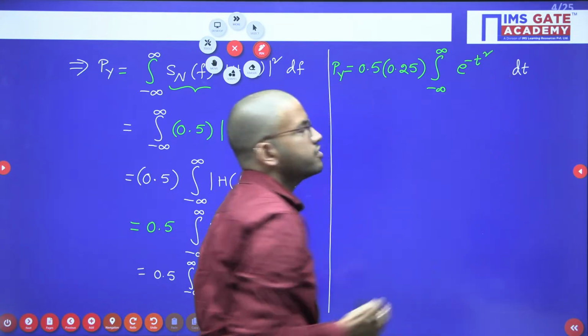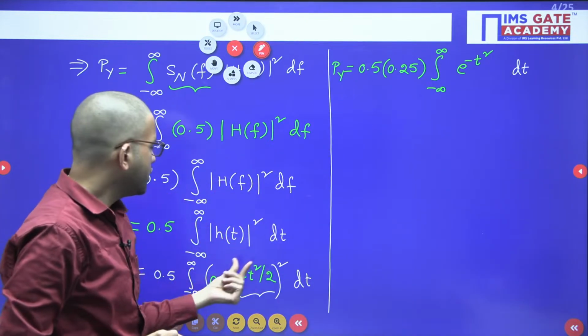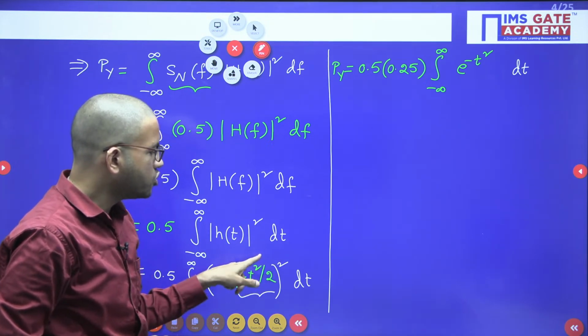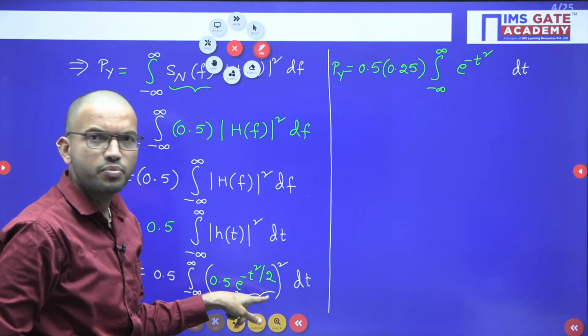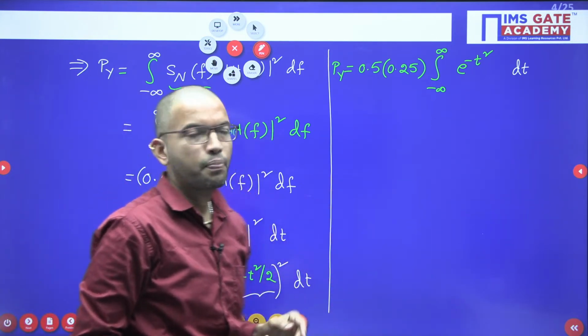I hope it is clear for everyone. 0.5 whole square is 0.25, and in e power minus t square by 2 whole square, the 2 in the numerator and the 2 in the denominator both get cancelled. You get simply e power minus t square. Okay.